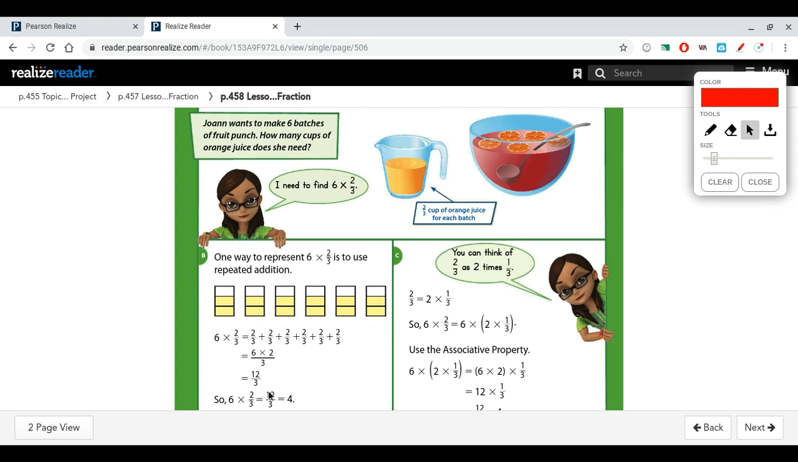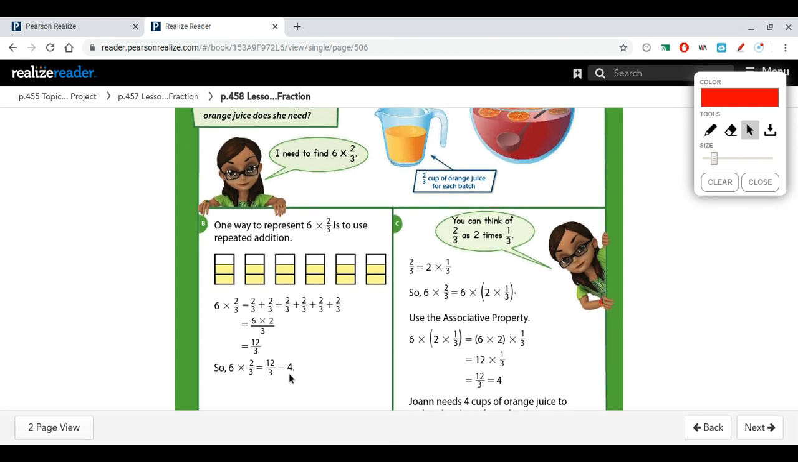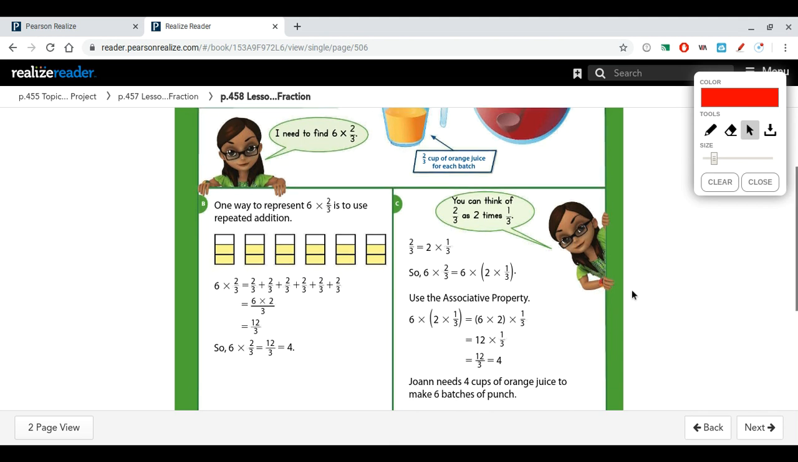So when we look at this, it really becomes 6 times 2 divided by 3 because the denominator doesn't change, right? But I have 6 2s. 1, 2, 3, 4, 5, 6. So it's 6 times 2 divided by 3 equals 12/3, which if I turn that into a whole number equals 4.